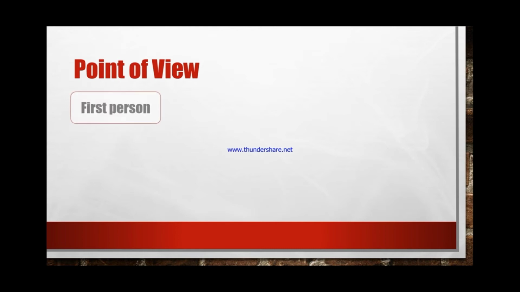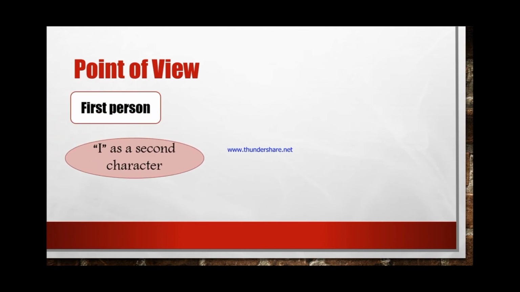In first person, one of the characters in the story is telling it. The narrator in first-person stories should never be confused with the author. We must remember that the narrator is created by the author. Under first person, we can say that there is I as a second character and I as a protagonist.